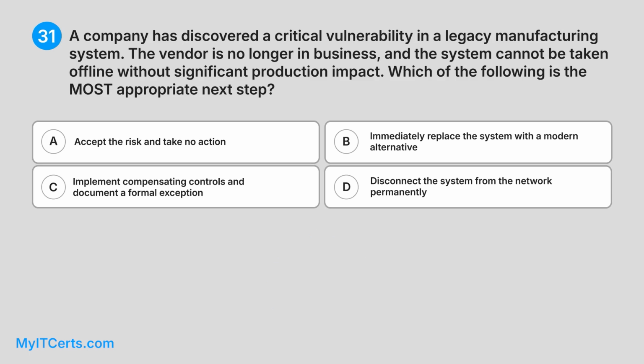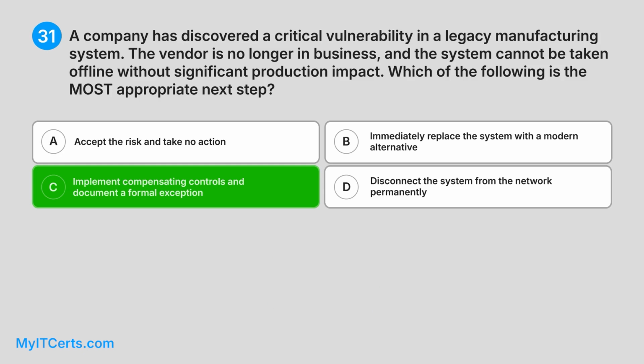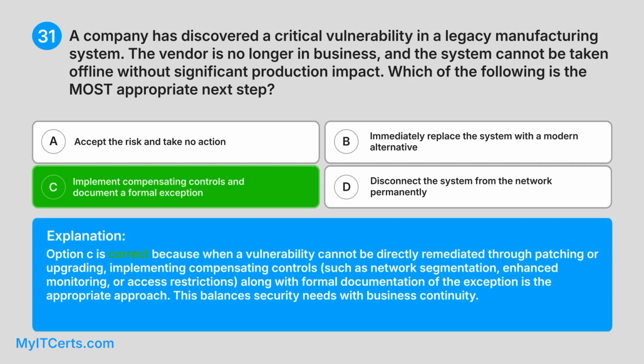Correct answer. C. Implement compensating controls and document a formal exception. Explanation. Option C is correct because when a vulnerability cannot be directly remediated through patching or upgrading, implementing compensating controls, such as network segmentation, enhanced monitoring, or access restrictions, along with formal documentation of the exception, is the appropriate approach. This balances security needs with business continuity.